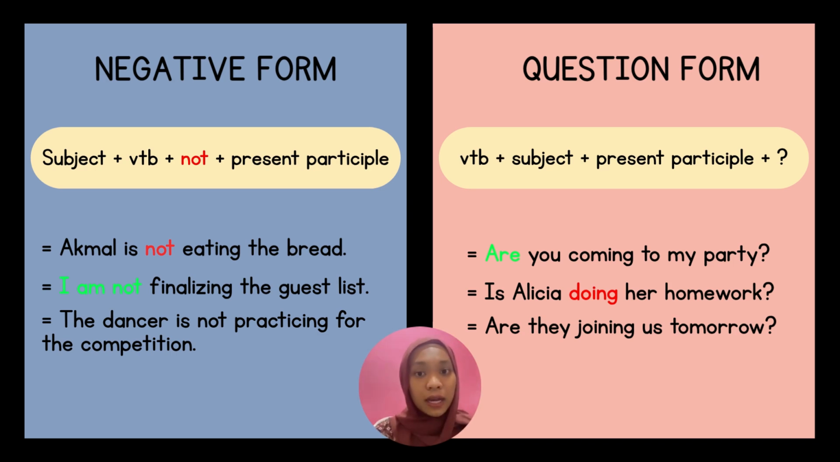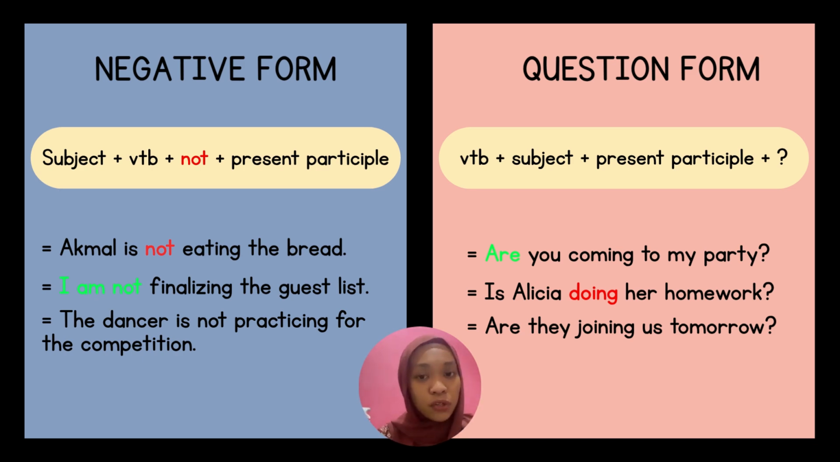You can use this in an invitation letter to your birthday party. I am not finalizing the guest list. Okay, and the last one is, the dancer is not practicing for the competition. So as you can see, those three sentences have the word not. Not is an indicator to show you that the present continuous form is in the negative form. So the basic one is subject, verb to be, not, plus present participle.